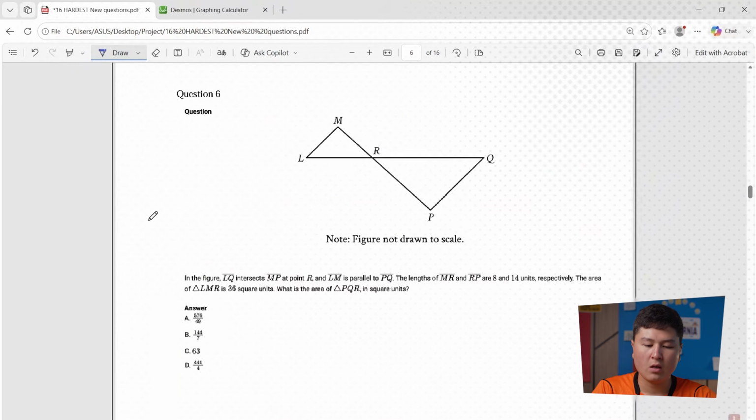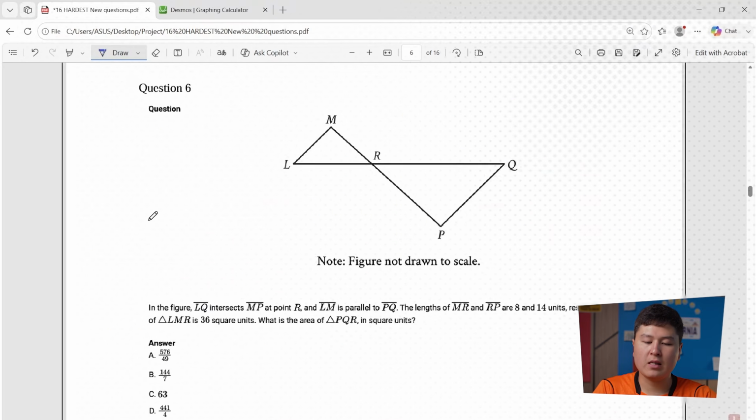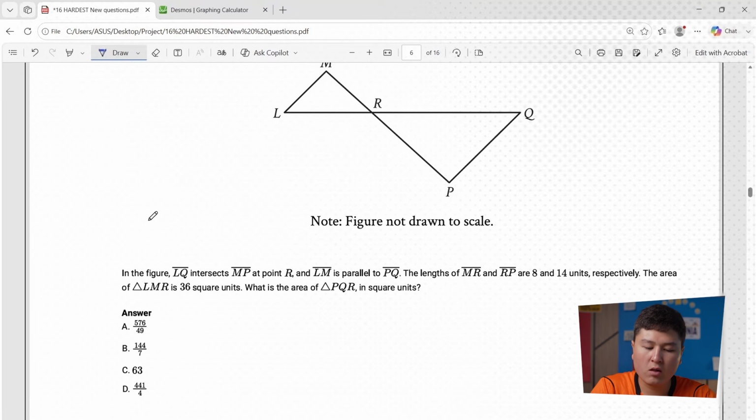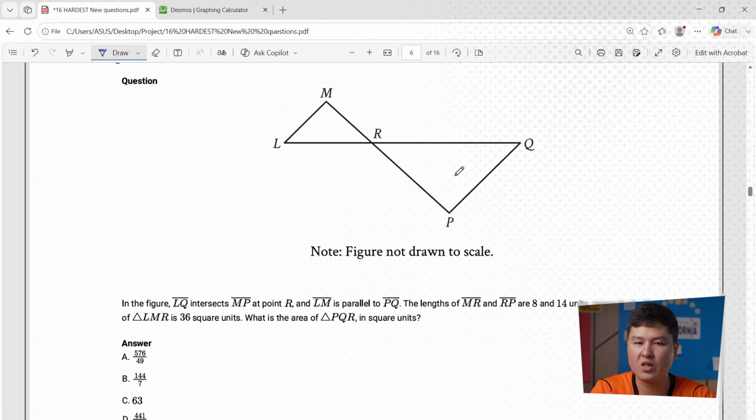That's all. And question 16, it's about similarity. You have seen this kind of question before, but not this one. Let's read it. In the figure LQ intersects MP at point R. Everything is given, and LM is parallel to PQ. So these two triangles are similar.